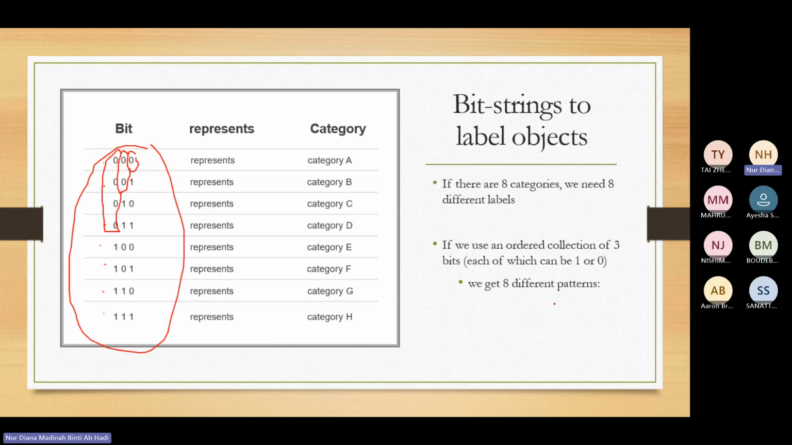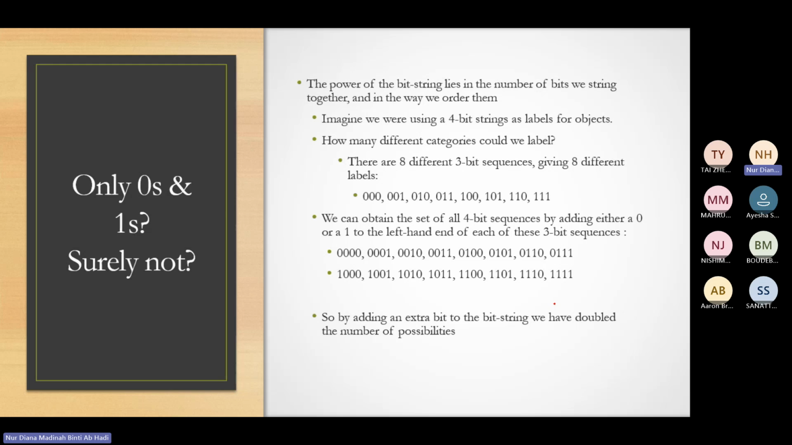Yes, Miss. Okay. So why only 0 and 1? Okay, so the power of a bit string lies in the number of bits that we string together. Imagine that we use a 4-bit string to label an object. How many different categories could we label? Okay, so just now I said 8 different bit strings, you're going to have 8 different labels. What if we have all 4 bits? What would it be?